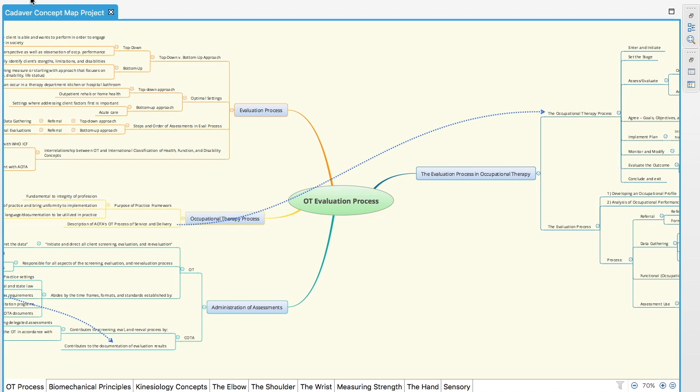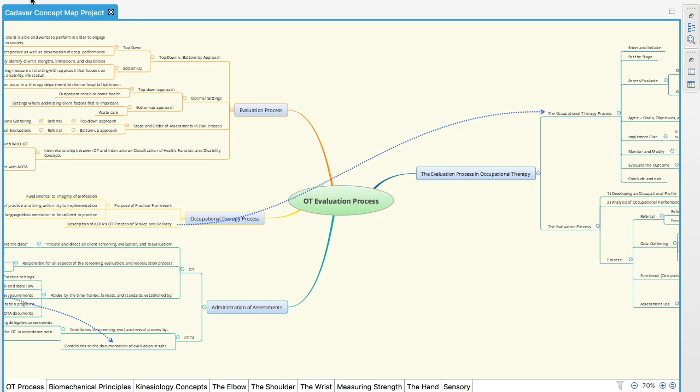And in this video, we will be talking about OT evaluation while focusing on the intervention planning and treatment management portion of the process. We will also touch on some of the concept maps from our first semester that we found helpful as we studied for our cadaver lab.